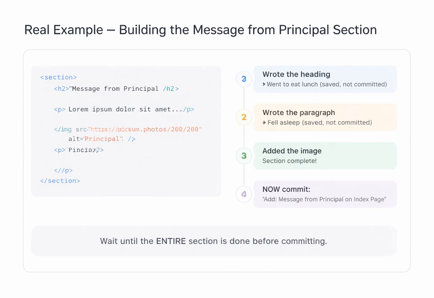Only at this point do you stage the file with git add and commit with a message like "add message from principal on index page." The key insight is that saving your file and committing to Git are two completely different things. You save constantly, but you commit only when a meaningful unit of work is fully done.